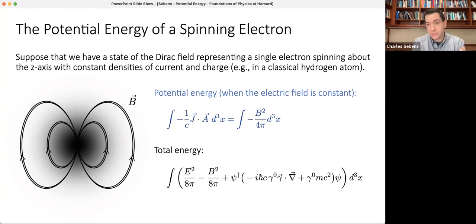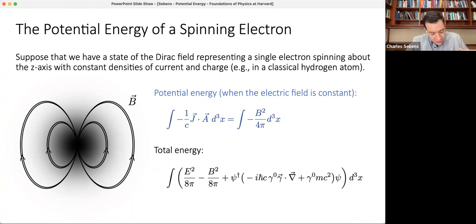You might think, oh, well, there's this B squared over 8 pi energy, so the magnetic field increases the energy of the electron, as opposed to if somehow it weren't spinning or weren't generating a magnetic field. But at least if the electron is rotating with a constant current and the charge distribution is fixed, then we can rewrite the -1/c j dot A contribution to the energy as minus B squared over 4 pi. At least that gives the same total integral over all space.